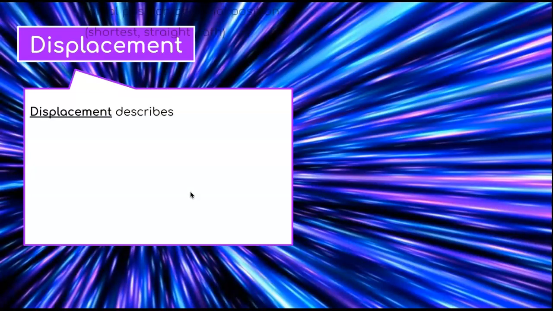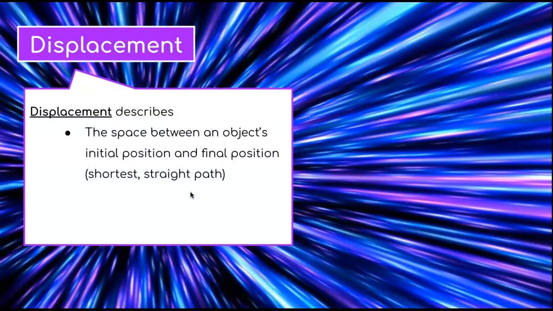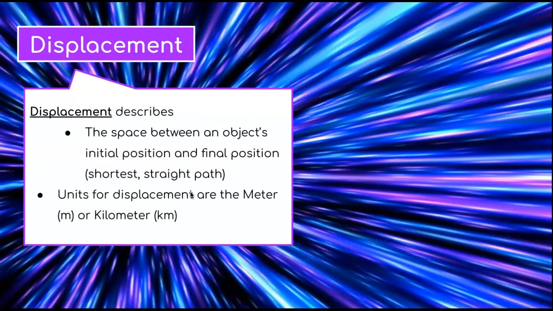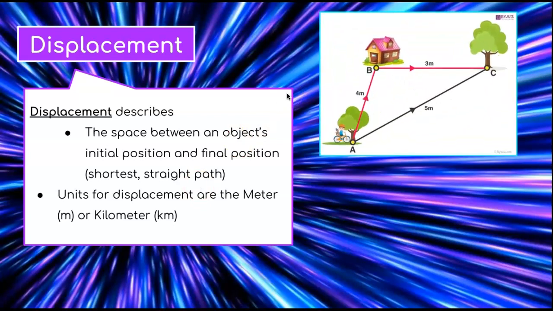When we say displacement, we are describing the space between an object's initial position and its final position over the course of its motion. When we talk about the displacement, we are talking about the shortest straight path, or straight line, between these 2 points. The units for displacement are also the meter and the kilometer. Let's look at some examples to make this make sense.